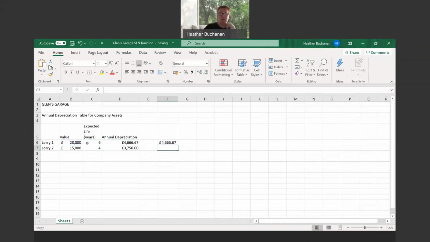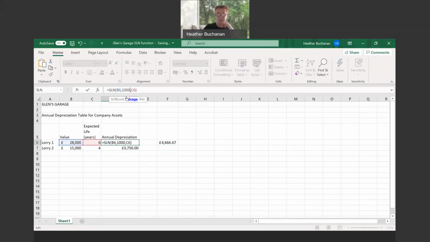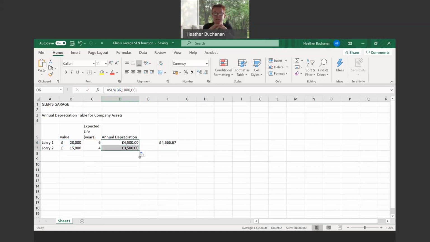The difference is, what if the salvage value wasn't 0? That's where the SLN, the straight line depreciation, comes into play for us. If there is an expected or anticipated scrap value at the end, then that's why we need to use that particular calculation. I hope that's clear.